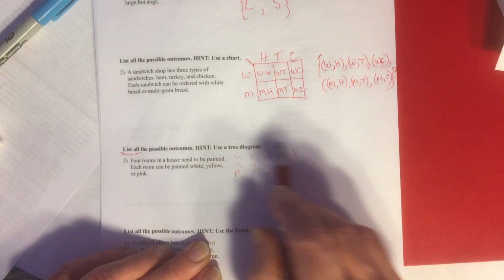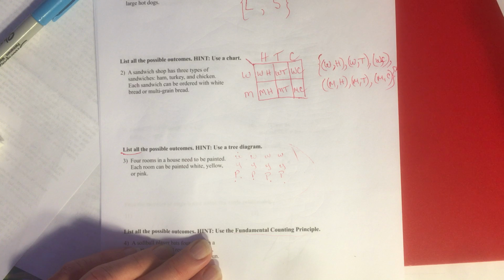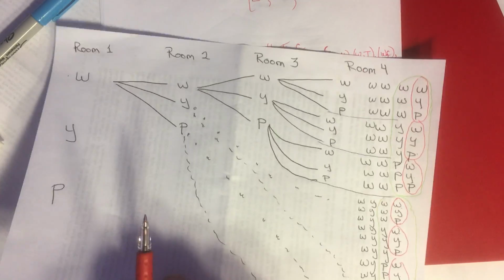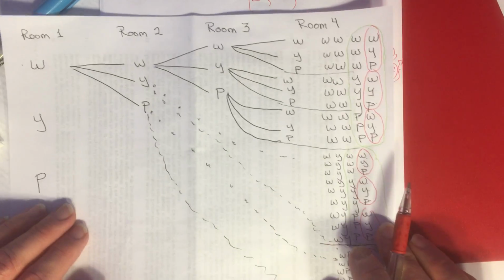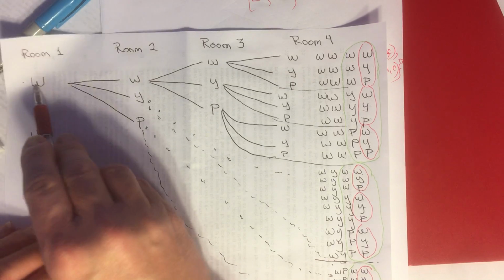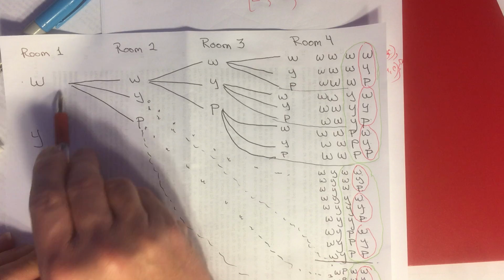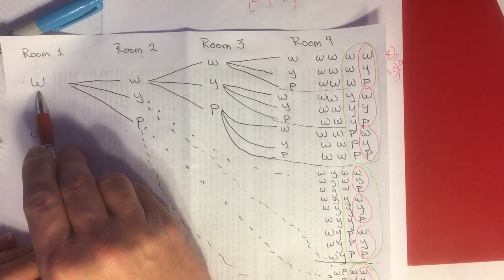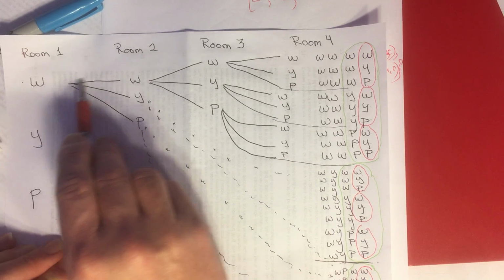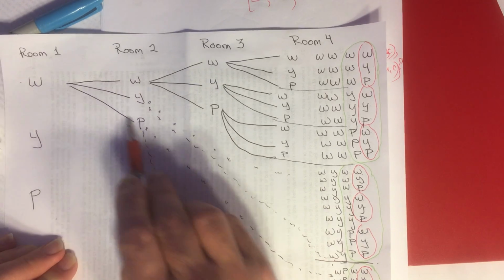What I was kind of hoping for this was that you would use a tree diagram, not to build the entire tree diagram necessarily, because that's quite a chore. But if you do build a tree diagram, it looks something like this. Right? You're starting with the 3 different colors for the first room. And even if I just think about white for the first room, look what happens. For room 2, I get white, yellow, pink.